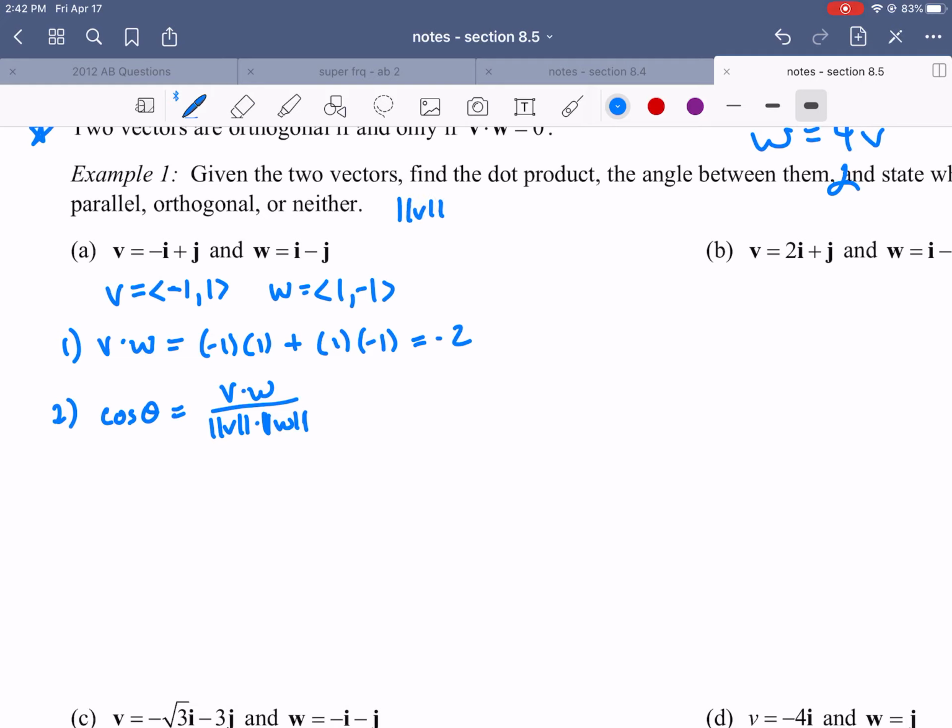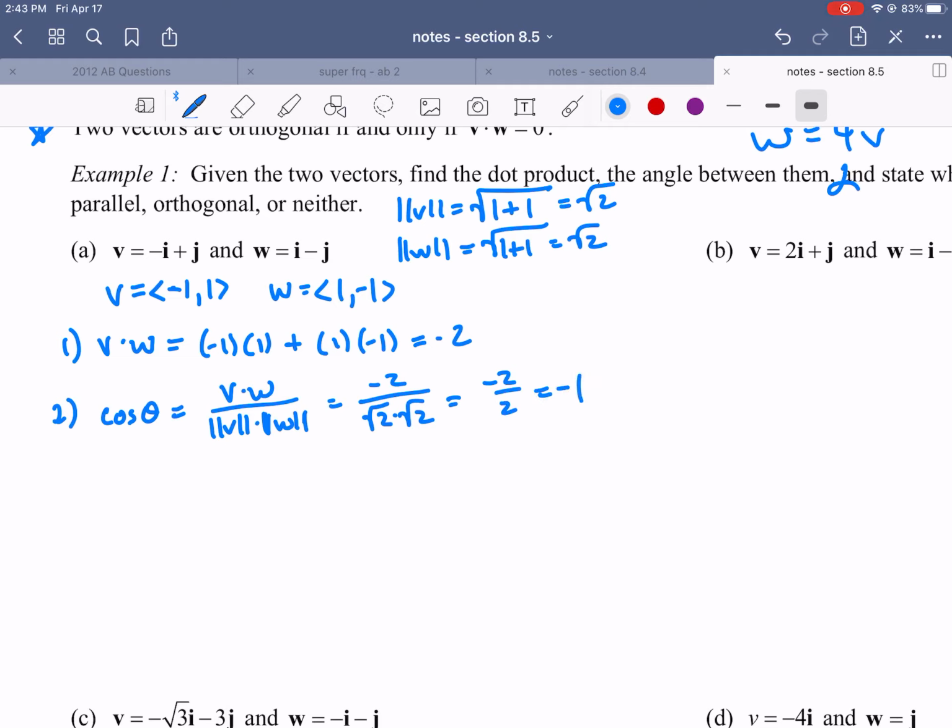Doing some scratch work, the magnitude of v is the square root of (-1) squared plus 1 squared, which is the square root of 2. The magnitude of w is the same thing: 1 squared is 1 plus (-1) squared is 1, so again the square root of 2. So this equals -2 divided by the square root of 2 times the square root of 2. Square root of 2 times square root of 2 is just 2, so this is -2 divided by 2, which ends up being -1.